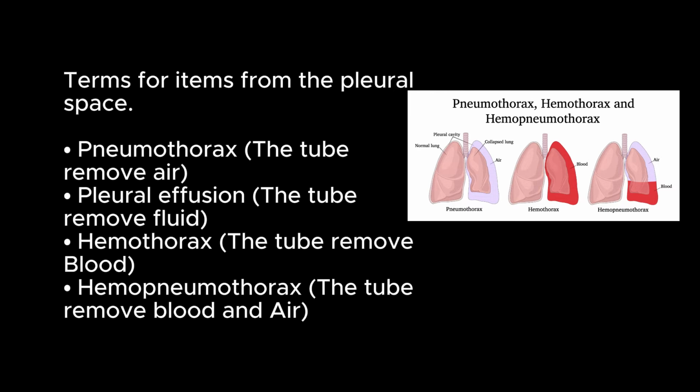Now, so also we have hemopneumothorax. Hemo means blood and pneumo means air, so the tube is inserted to remove blood and air from the pleural cavity. What have I said? Pneumothorax means the tube is inserted to remove air. Hemothorax, the tube is inserted to remove blood. Pleural effusion, the tube is inserted to remove fluid. And then hemopneumothorax means the tube is inserted to remove blood and air.